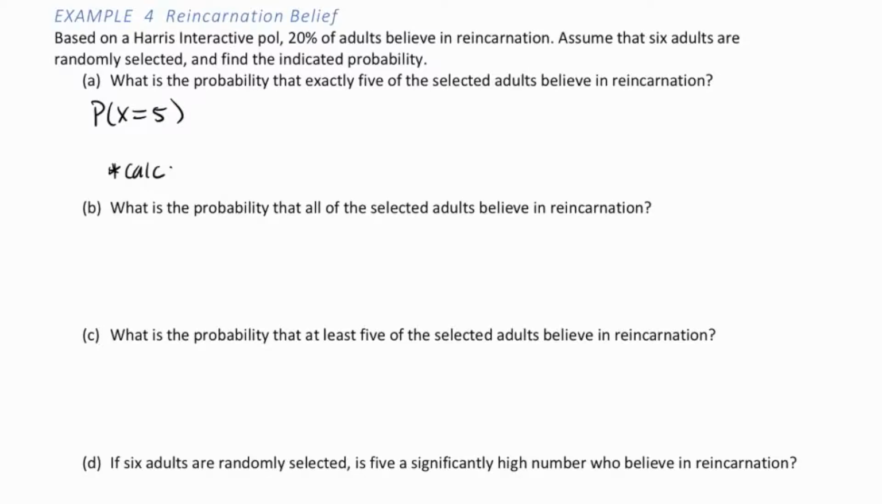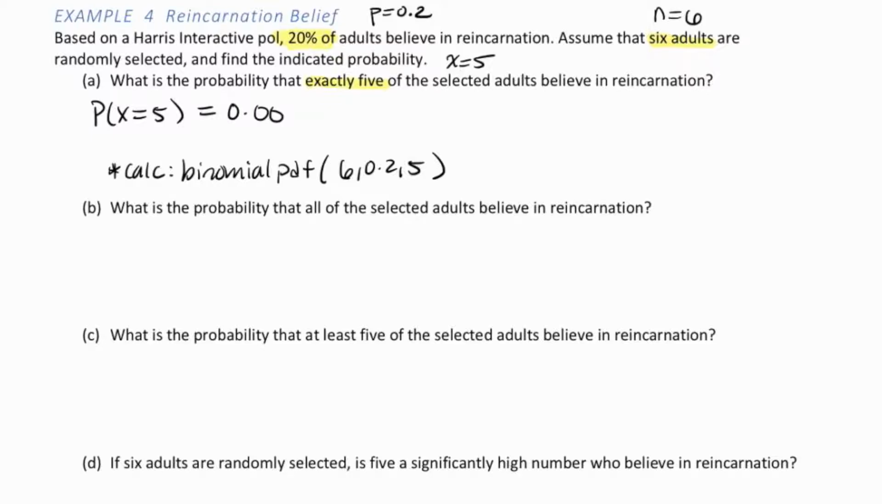On your calculator, you want to enter, we have our trials, so 6 adults, 6 total trials, and we want exactly 5 successes. So here this tells me that x equals 5. And we know that p is 0.2, since 20% of adults believe in reincarnation. And you end up with, so exactly, or about, 0.0015 adults believe in reincarnation.